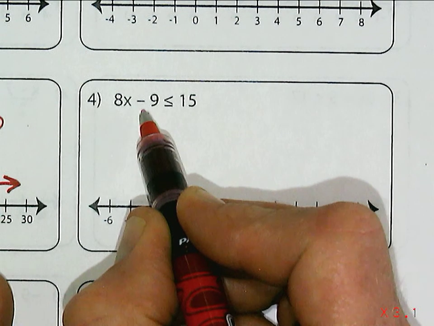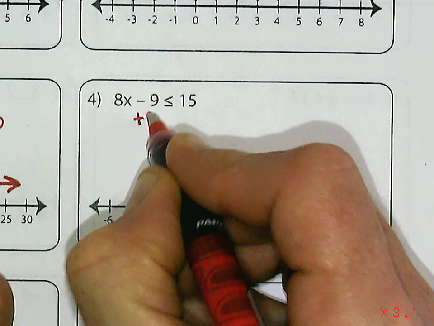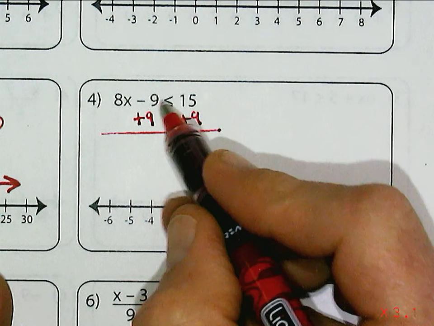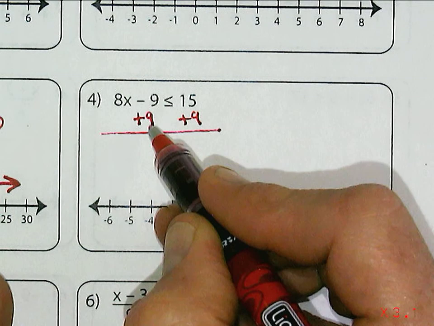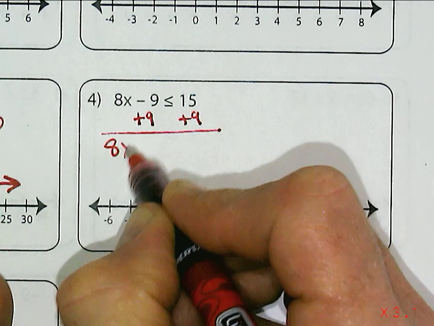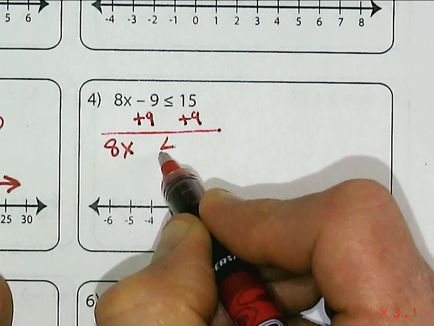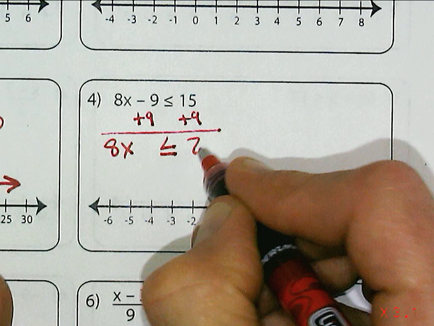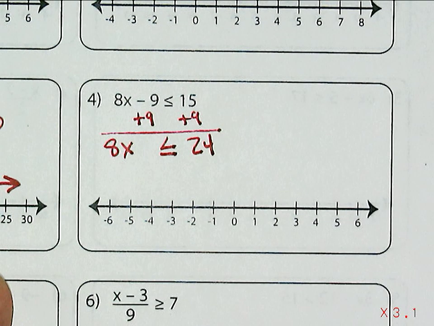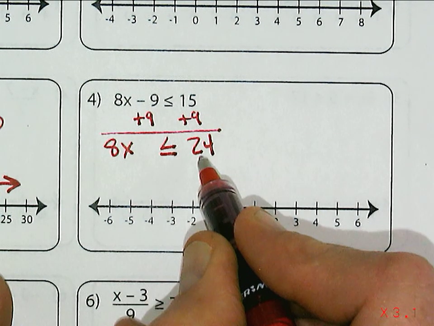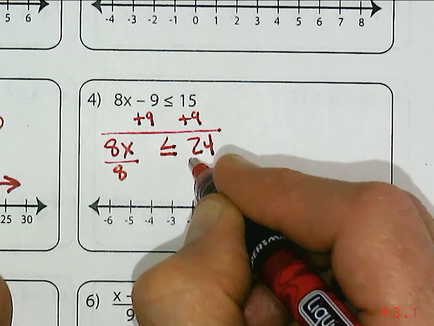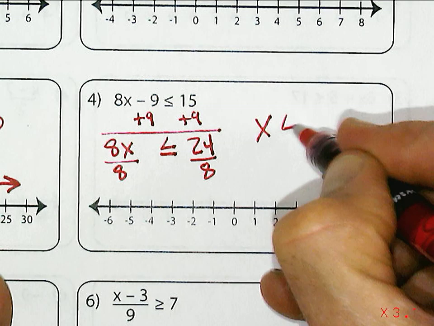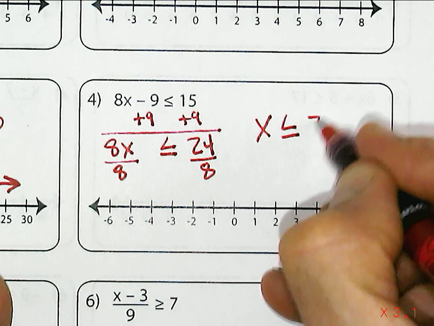So this minus 9 can be taken away by adding 9 to it to make 0. So the 8x comes down, and the symbol comes down, and 15 plus 9 is 24. Now if 8x is less than or equal to 24, so divide both sides by 8 to get the 8 away from the x. That makes 1x less than or equal to 24 divided by 8, which is 3.